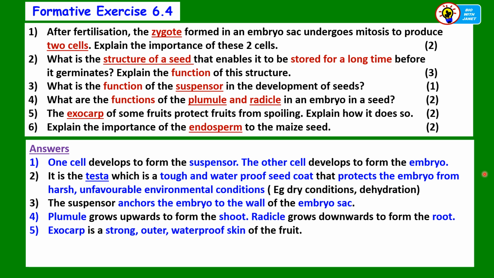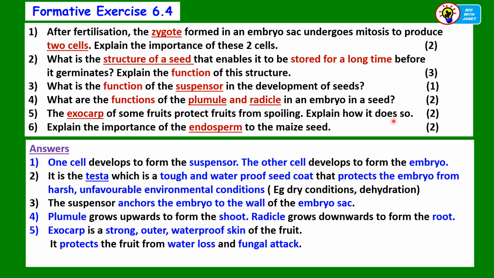So the function of the exocarp. Now, firstly, you can state the characteristic. It is a strong outer waterproof skin or layer of the fruit, right? The outermost layer. And sometimes it is waterproof and it's tough, right? Depending on the fruit. So it protects the fruit from water loss and fungal attack, right? So testa protects the seed, but the exocarp protects the fruit from water loss, and also from fungal attack.